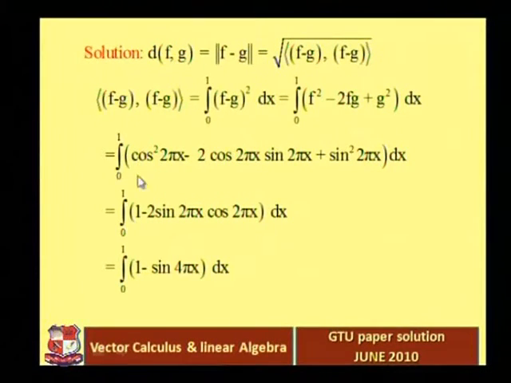that is equal to the integration from 0 to 1 of cos square 2 pi x minus 2 cos 2 pi x sin 2 pi x plus sin square 2 pi x. Okay, now cos square plus sin square is 1, minus 2 sin 2 pi x cos 2 pi x, that is equal to sin 4 pi x. 2 sin 2 pi x cos 2 pi x can be written as sin 4 pi x, because we know that 2 sin theta cos theta is equal to sin 2 theta.